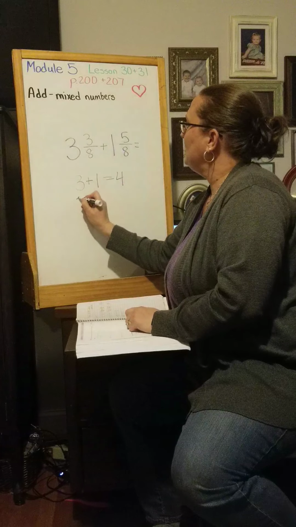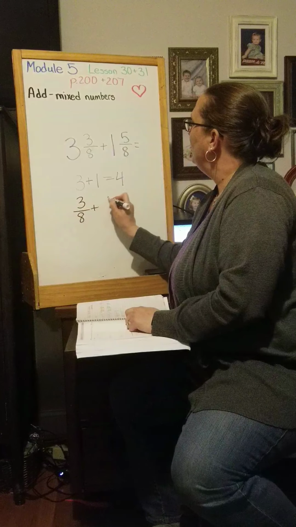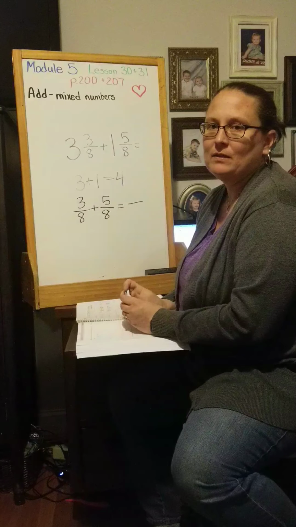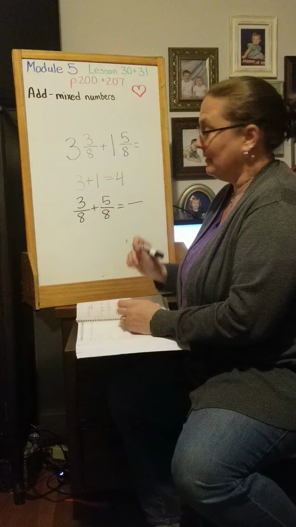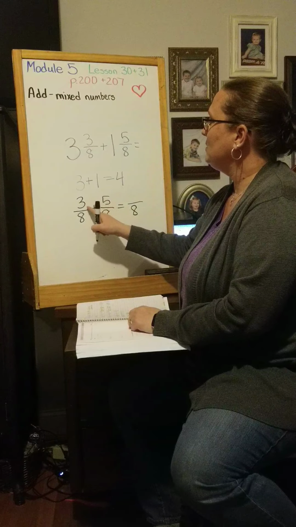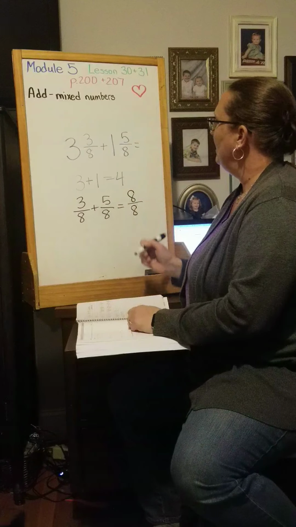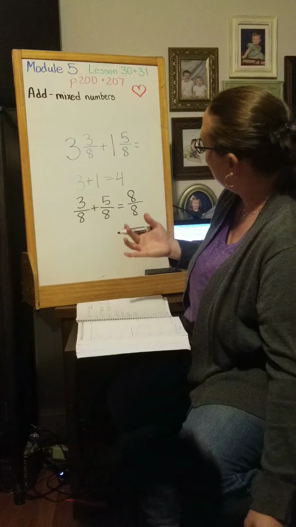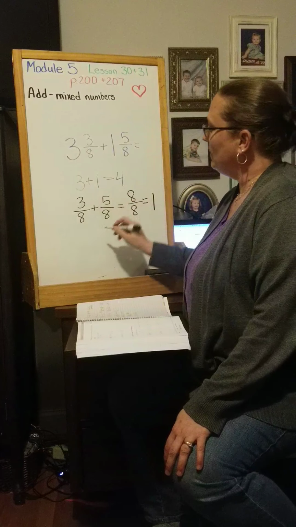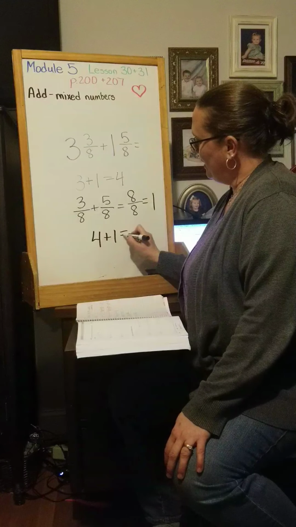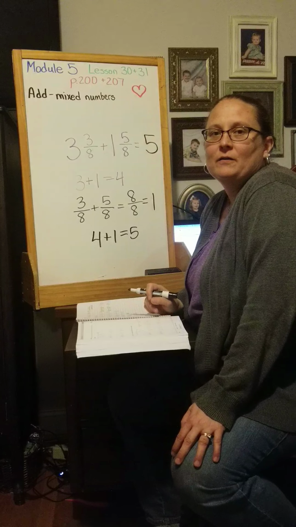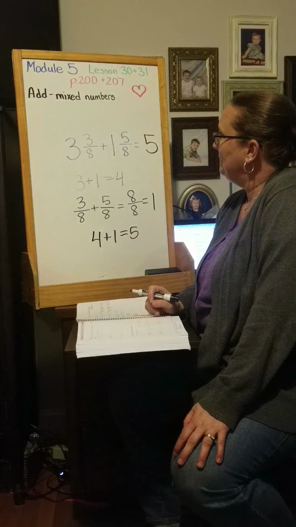And then we add up our fractions. 3/8 plus 5/8. Well, we have a common denominator, 8. So we know 8 plus 8 equals 8. Denominator stays the same. We add up our numerators. 3 plus 5, that's 8. Well, we know 8/8 equals a whole, right? So we have 1 whole plus 4 wholes. 4 plus 1 equals 5. So we'd have 5 wholes. Okay?